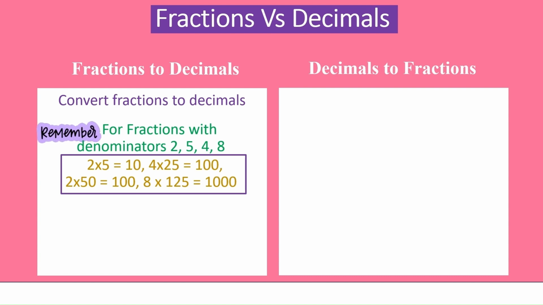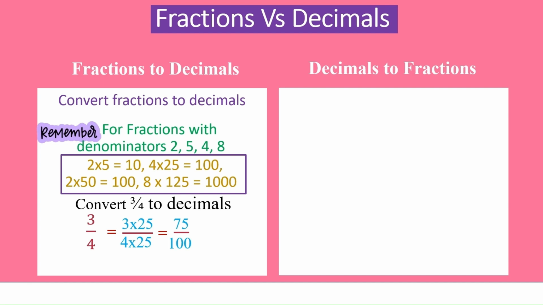The first question I shall take. Convert 3 by 4 to decimals. Now to convert 3 by 4 to decimals, you can see the video on equivalent fractions. 3 by 4, to make the denominator 100, you may multiply the numerator by 25 and denominator by 25, and we get 75 by 100, which is 0.75.